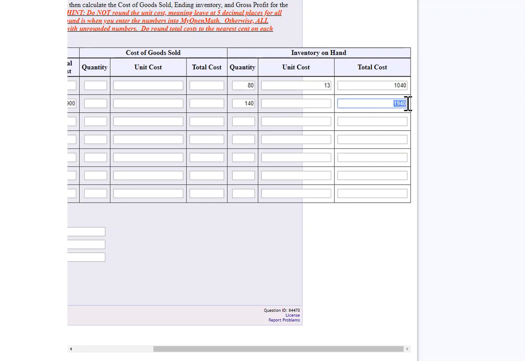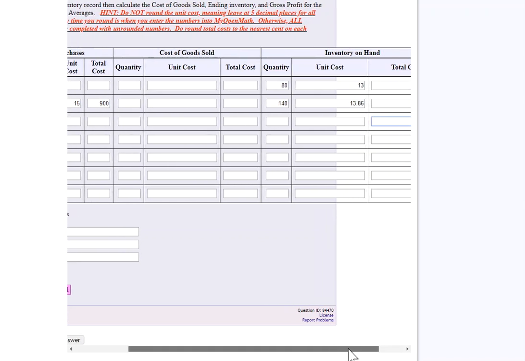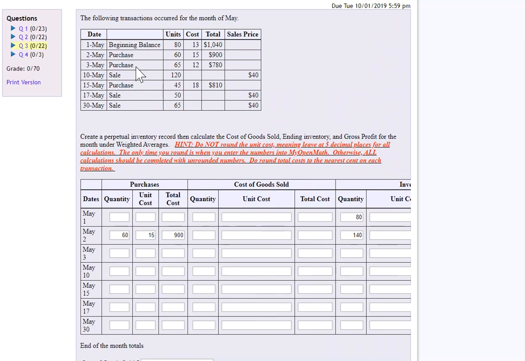All we do is take the total cost divided by the total units on hand. And when I do that, what I'm going to get is $13.85714. Okay, so that's our unrounded number. Now, when we actually enter it into MyOpenMath, I'm going to have to round it to 2 decimal places. So I would enter it with the 2. But it's not too important for this particular one because we have more purchases now on the 3rd, so I'm going to recalculate that average in just a second anyway.